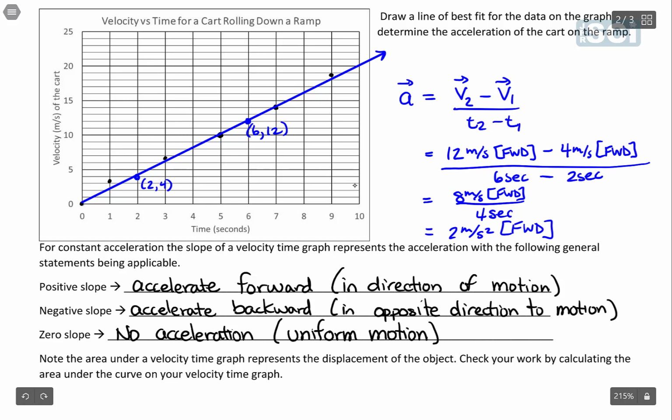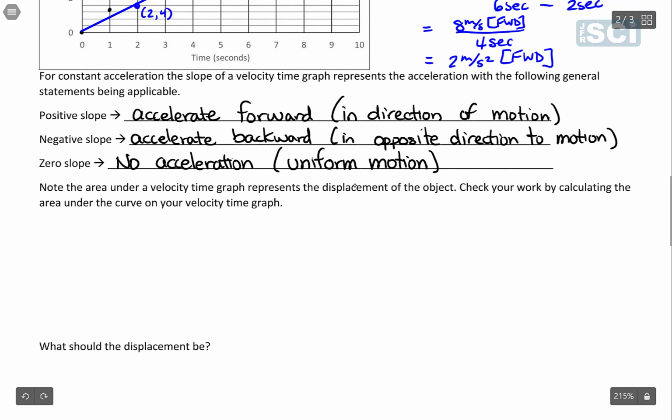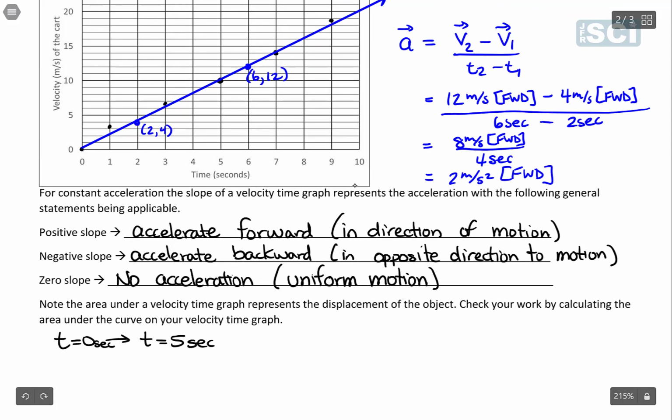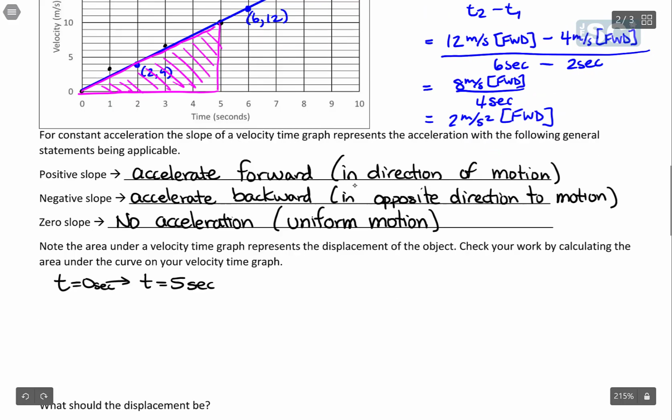Okay, so I can actually go backwards, just like we did in our uniform motion lesson. We can go backwards from our velocity time graph to our position time graph. And it's done by calculating the area under the curve. So let's do it at 5 seconds. From t equals 0 to t equals 5 seconds, I want to calculate the area under the curve. So I want to find the area that is underneath this curve, the pink triangle that I've just made here. So let's figure out the area of that triangle.